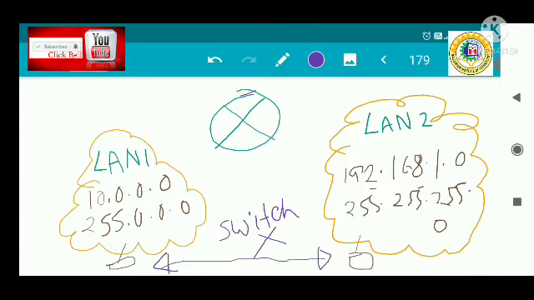Whenever it comes between two LANs, you can differentiate by the IP addresses. If the IP addresses are like this, you can easily understand that they are two different networks, and then the switch cannot perform this function. Here the router comes into the picture. The router is an intermediate device that can be connected with this LAN and also with this LAN. Here you can see the router has only 4 ports, but a router can have more than that.